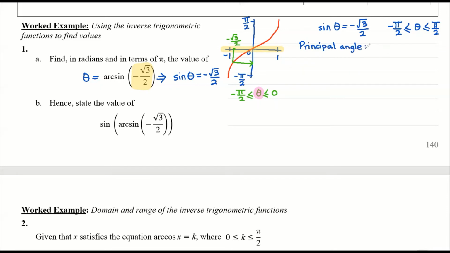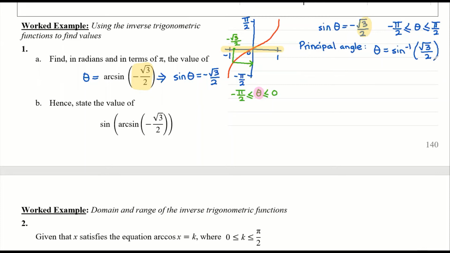Now, remember, for the principal angle, we ignore the negative sign completely, and we're going to let the CAST diagram deal with the negative sign. So we're just going to find the inverse sine of root 3 over 2. So theta will equal the inverse sine of root 3 over 2. Now, this theta is not the answer, of course. This is the principal angle theta.